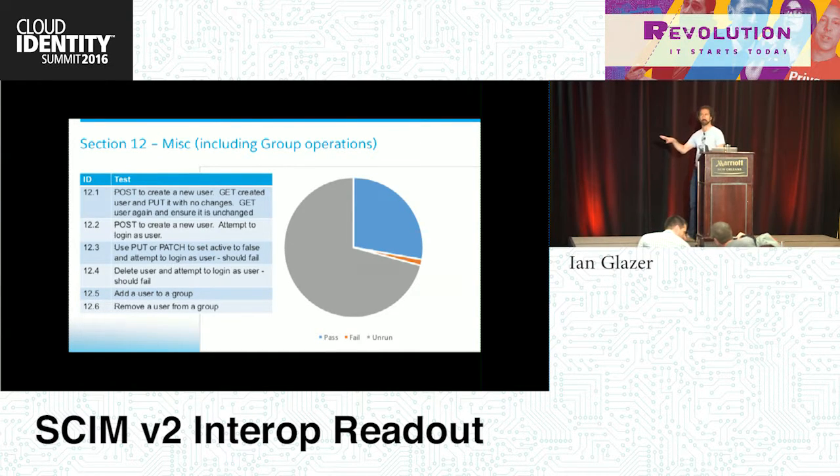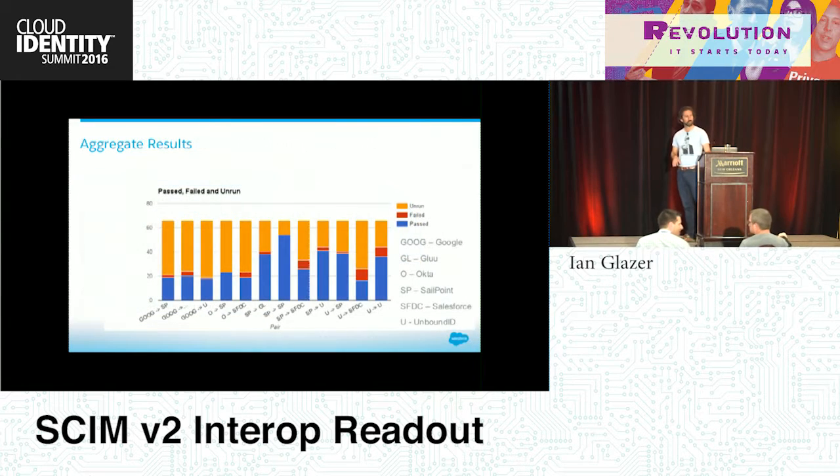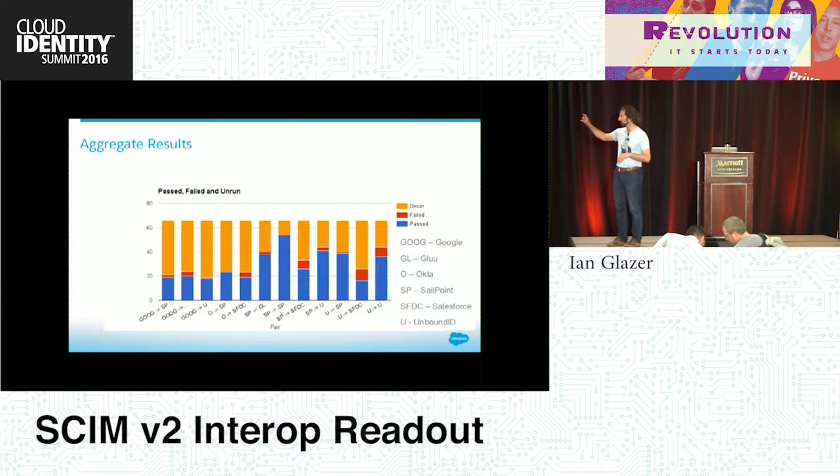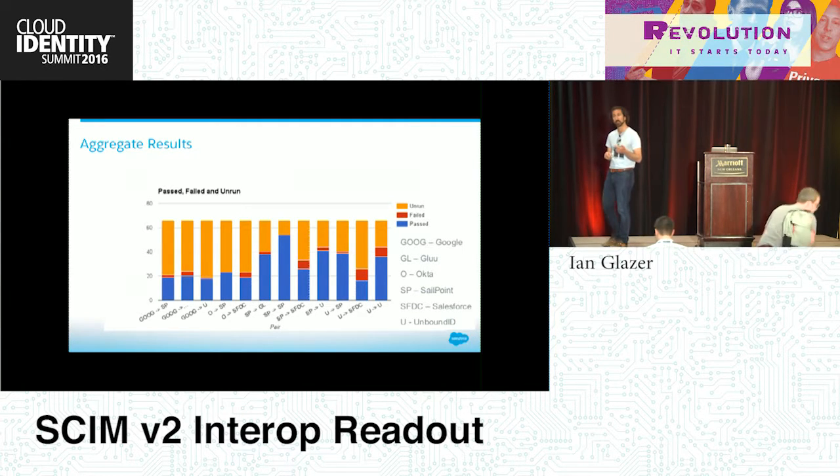So from an aggregate perspective, we can see broken down by the pair how people did. The yellowish color is unrun, blue is passed, red is failed. Couple things to point out from this. Where people were testing against themselves, so we see in the middle there, sale point on sale point, and on the right, unbound on unbound, had the highest test coverage. Doesn't mean necessarily it always succeeded, but highest test coverage.